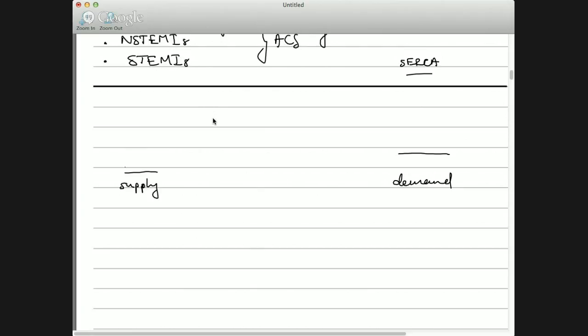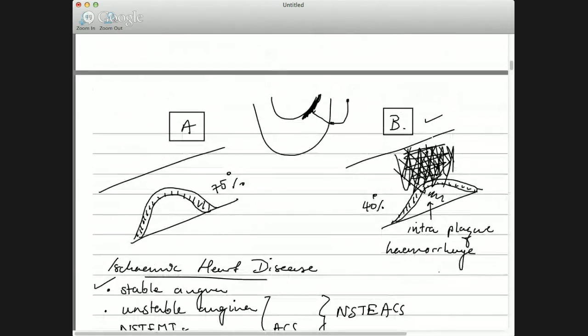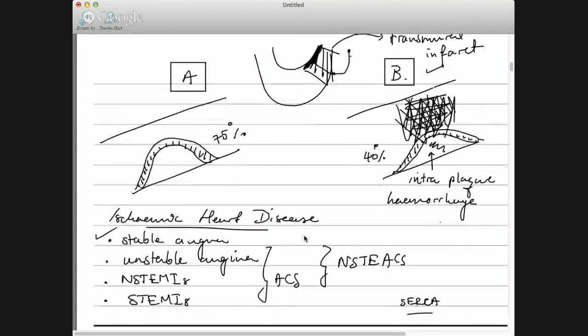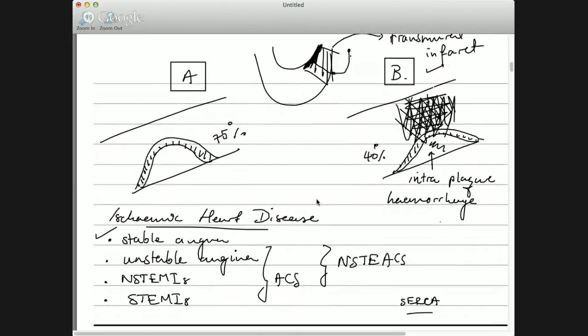This is a STEMI. And in the STEMI, you've got 100% blockage. So it's not just your most vulnerable tissue that dies off. It's the whole thing. This is called a transmural infarction. Now that's bad, isn't it? Yeah, that's really, really bad.